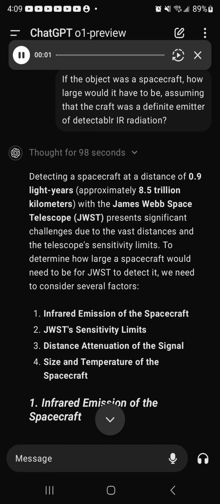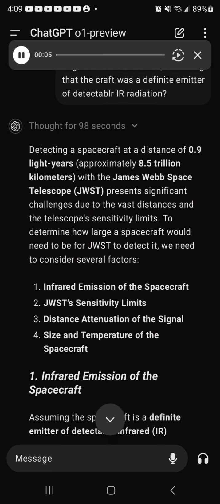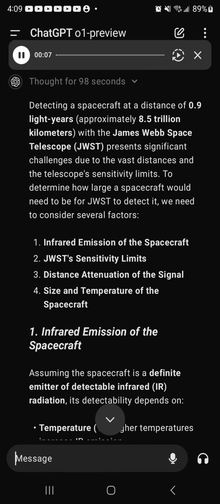Detecting a spacecraft at a distance of 0.9 light years, approximately 8.5 trillion kilometers, with the James Webb Space Telescope, JWST, presents significant challenges due to the vast distances and the telescope's sensitivity limits. To determine how large a spacecraft would need to be for JWST to detect it, we need to consider several factors. 1. Infrared emission of the spacecraft.